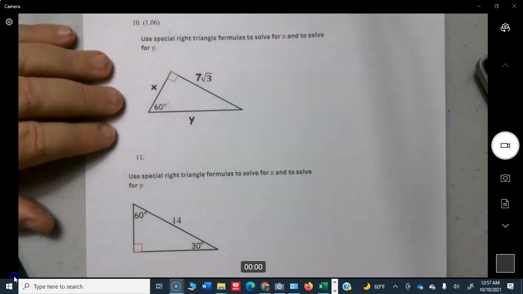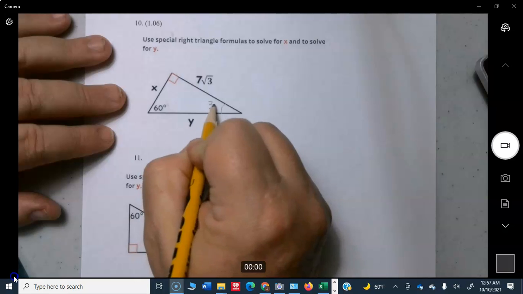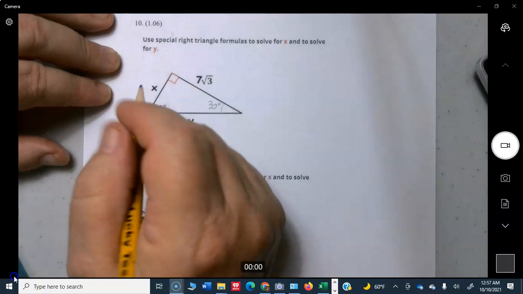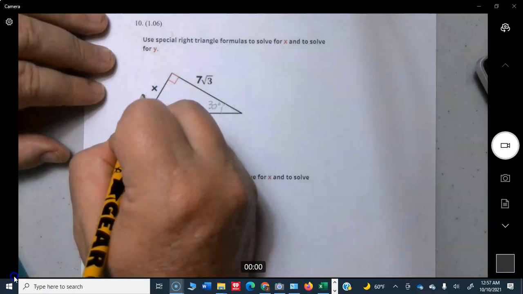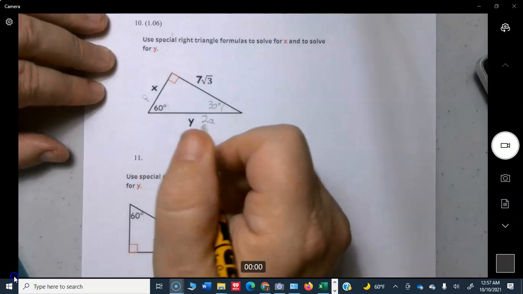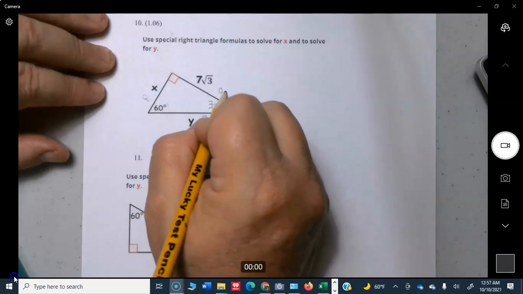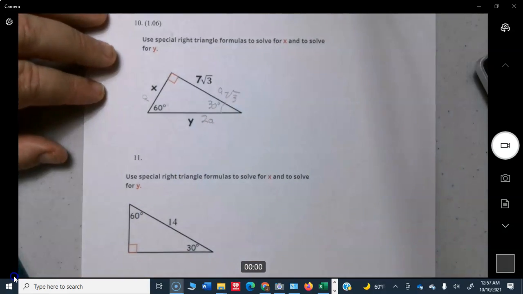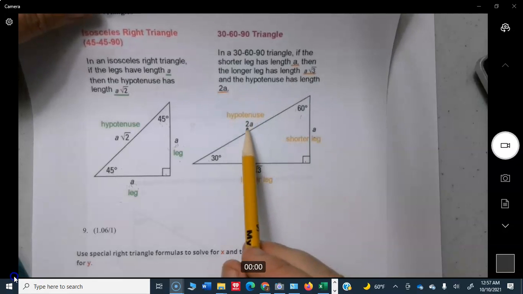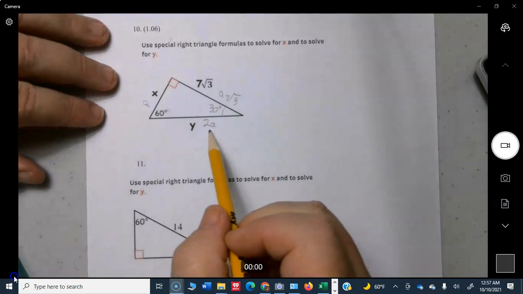Okay, here we have a 60-degree angle and a 90-degree angle. That means the other angle has to be 30 degrees. So what we said is, if this side is A, the short side, then the hypotenuse has to be 2A, and this has to be A times the square root of 3. Again, I'm just simply getting that off of this right here. The shortest side is A, the hypotenuse is 2A, and the other one is A times the square root of 3. So that's what I have right here.